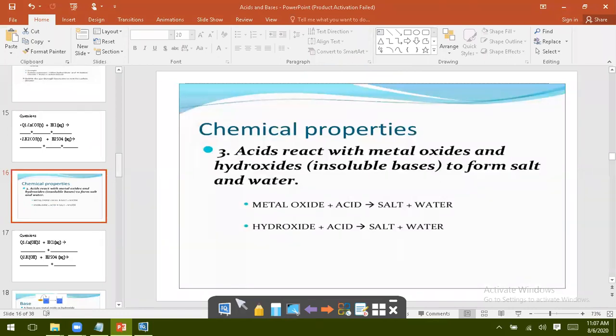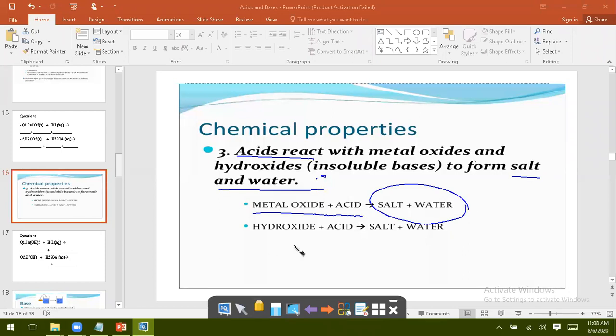Third chemical property of acids. Acids react with metal oxides and hydroxides to produce salt and water. So acid with metal oxide or hydroxide, products, only two: salt and water. Metal oxide and acid, salt plus water. Metal hydroxide, salt and water.